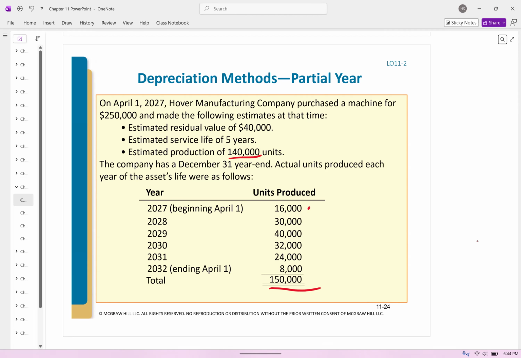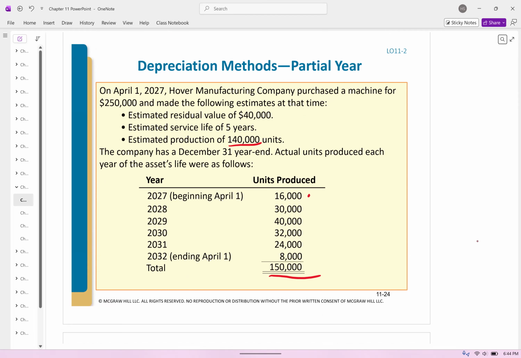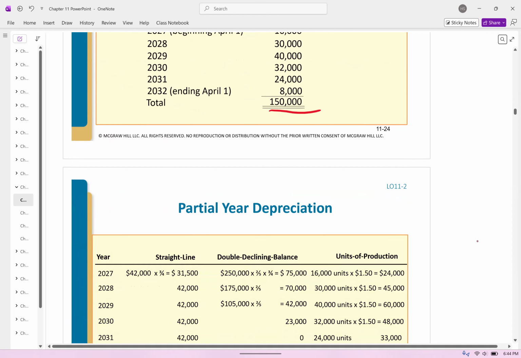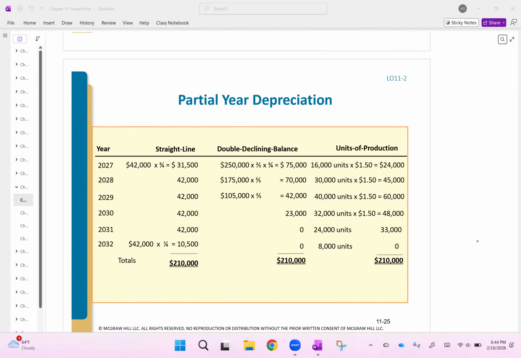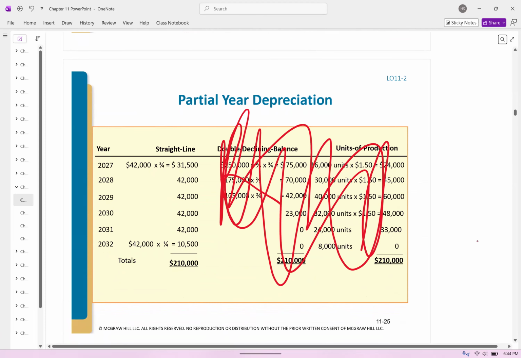They adjusted that one. That's the only thing they really changed on this one between straight line and double declining balance. They're a little bit different, but they gave us units from the beginning of April all the way to the end of that year. So they just give it all to us at one time. So let's look at straight line really quick.